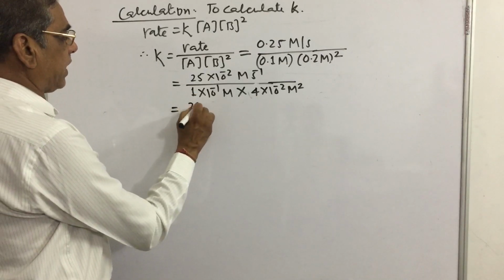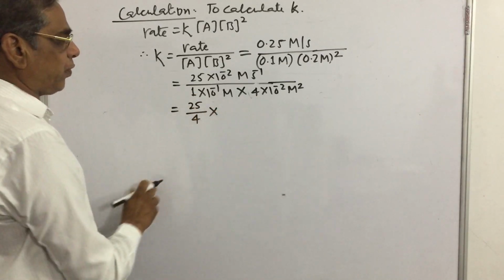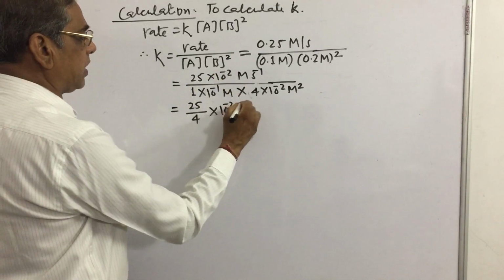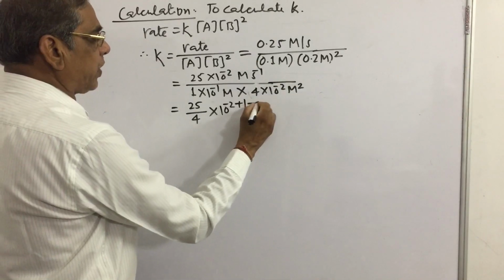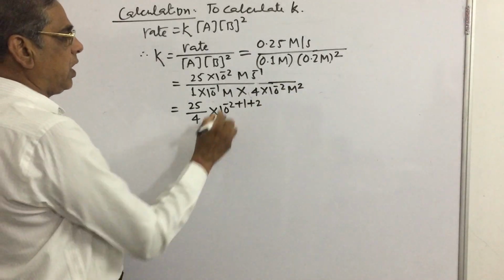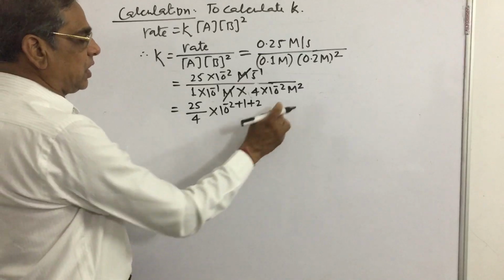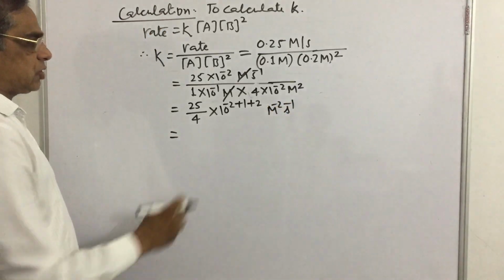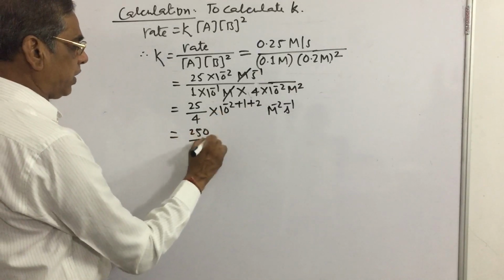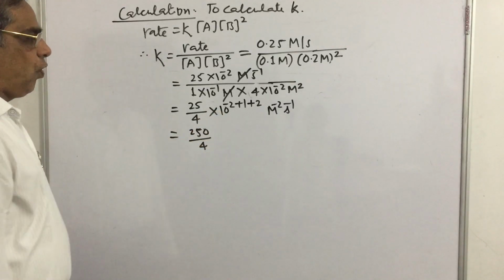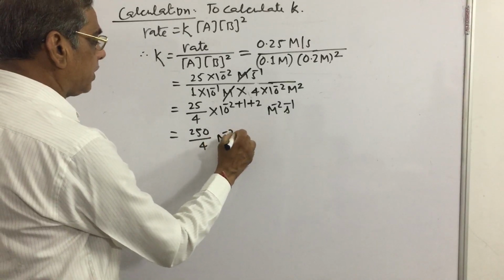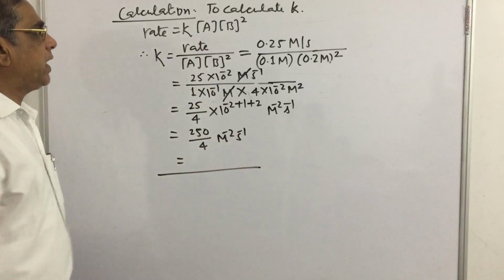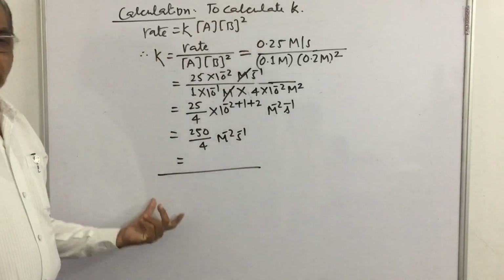So from this we can write 25 divided by 4 into 10 raised to the power minus 2. After moving up, this becomes plus 1, and after moving up again, plus 2, and the unit molar is cancelled. So here molar minus 2 second inverse, and solving this, 250 divided by 4, molar raised to the power 2 minus 1, and solving this you can find out the value of K.